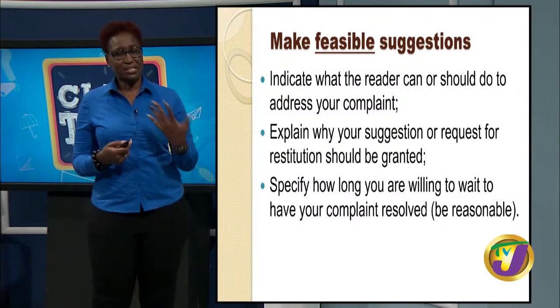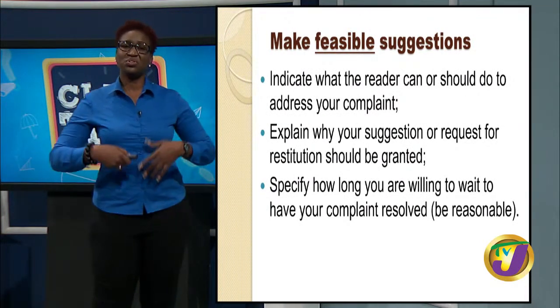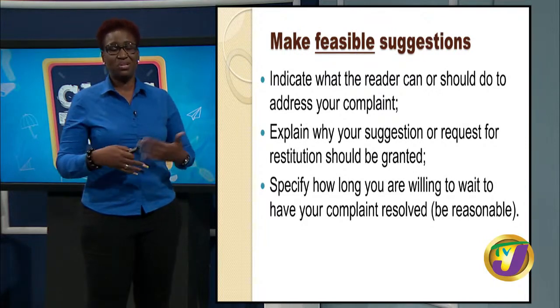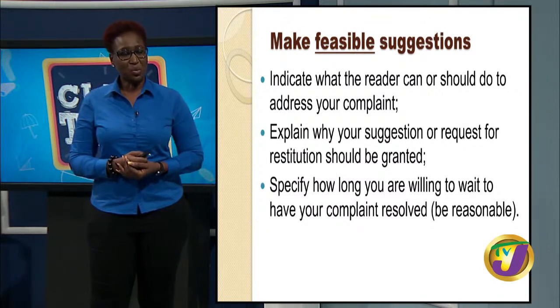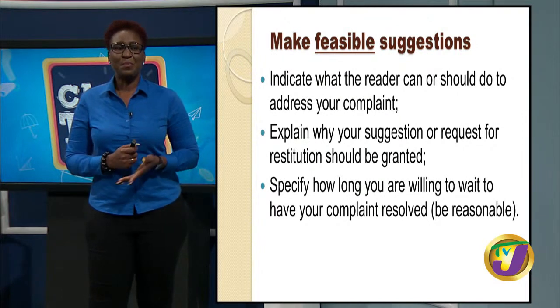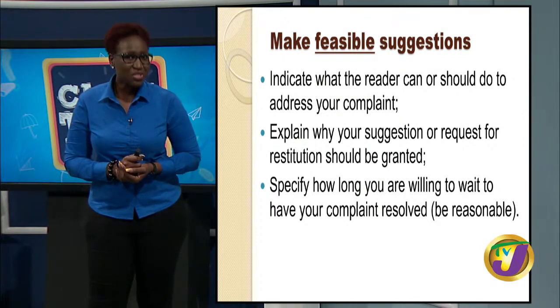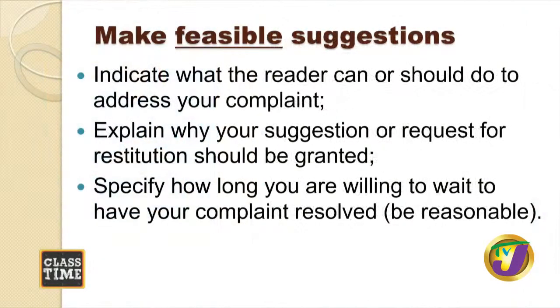Of course, you're writing a letter of complaint, but you can also suggest what can be done to make the situation better. However, notice the word is underlined: make feasible suggestions. So don't tell them to give you $1 million when the item only costs 10. Don't tell them they have to give you a brand new item when you bought it second hand. So you're going to make a feasible suggestion. You're going to ask for things that will remunerate you for your troubles, but at the same time is something that they can work with.